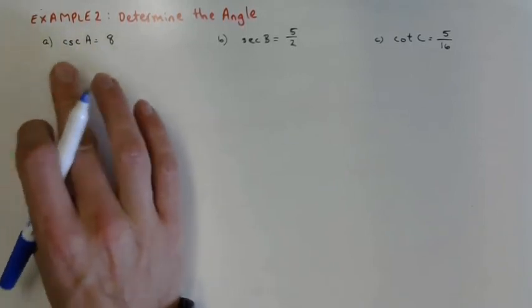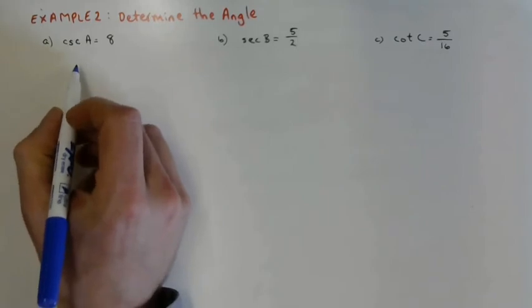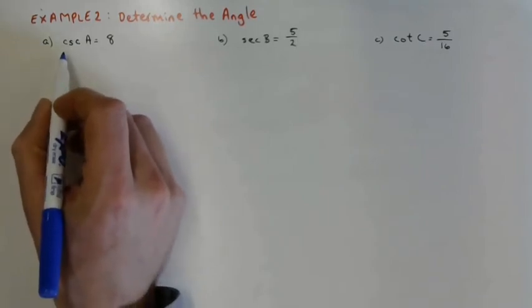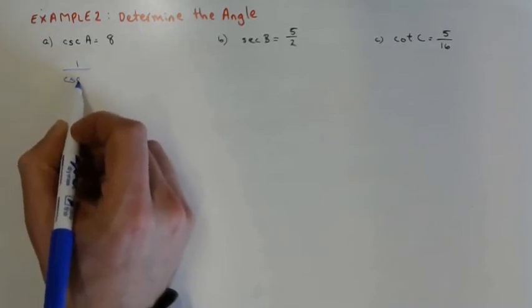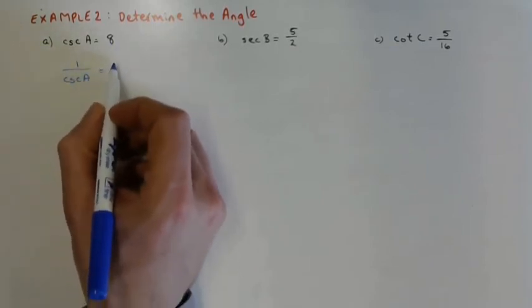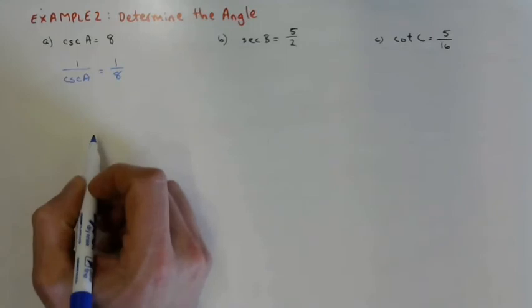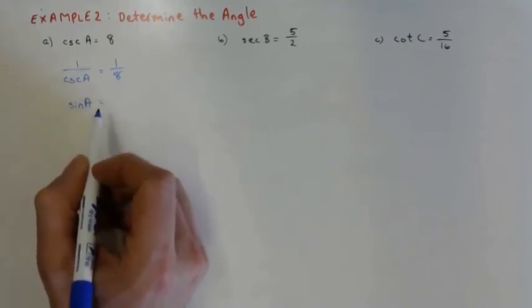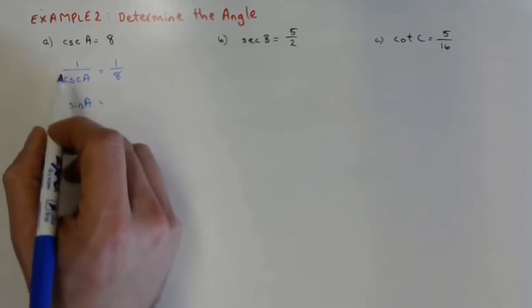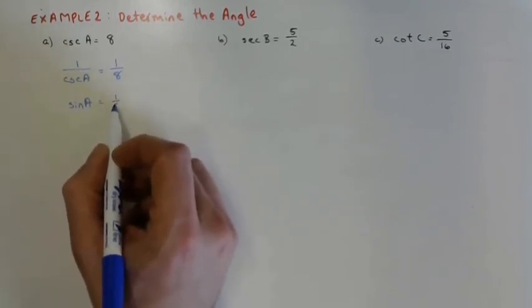If you don't trust me, let's just do this for a second. I'll add another step for the first one. The reciprocal of cosecant of A is 1 over cosecant of A. The reciprocal of 8 is 1 over 8. 1 over cosecant of A is sine of A. That's by definition, because sine and cosecant are reciprocal ratios.